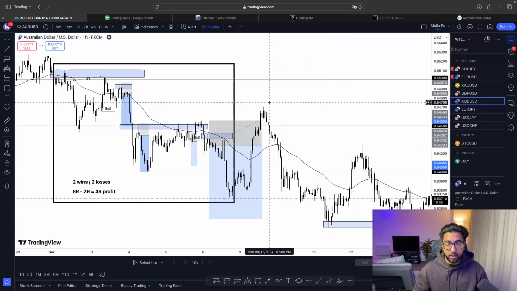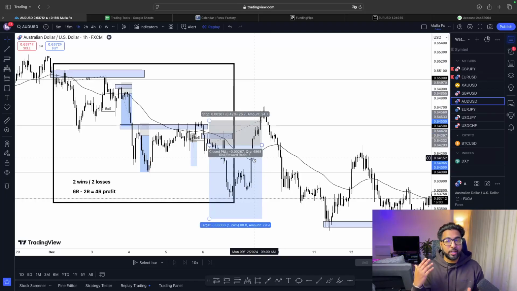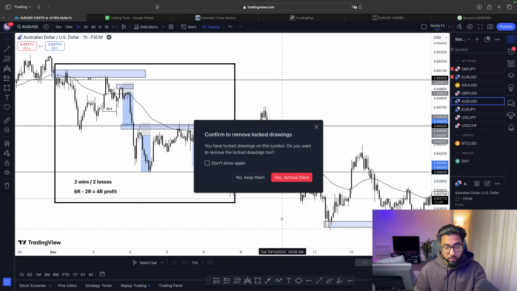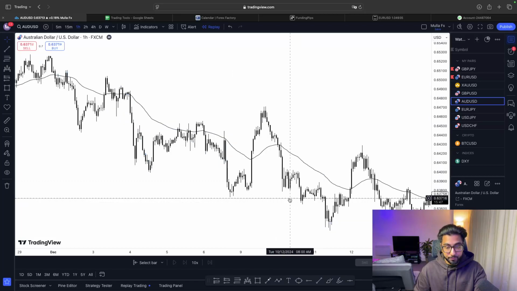Obviously I have a more in-depth strategy, and I don't want to confuse you guys with strategies, but we just used a break and retest strategy for this. Literally break and retest, break and retest. You can see a simple strategy like that still works. And you can backtest, and you can literally remove drawings like that.